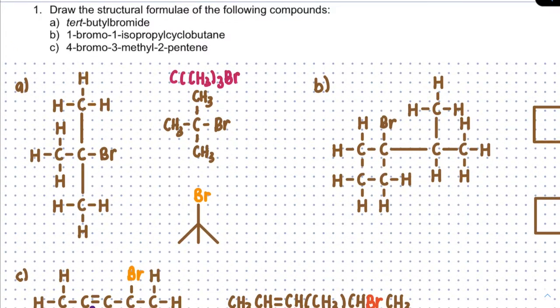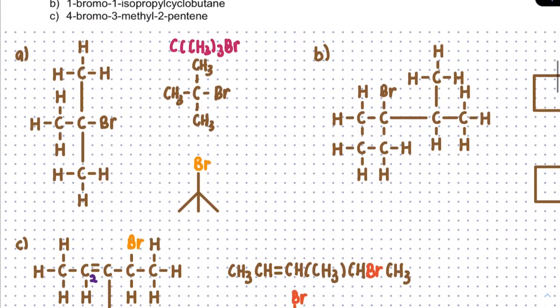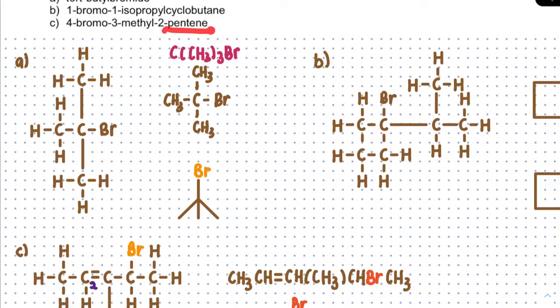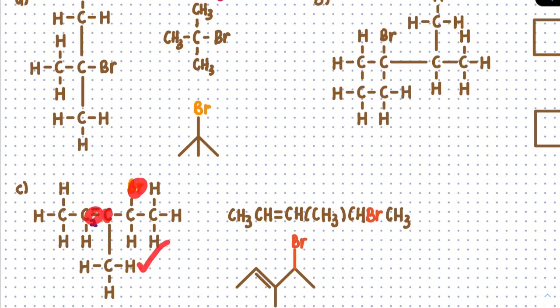The last one is 4-bromo-3-methyl-2-pentene. What is the structure? Pentene means that we have 5 carbons, 1, 2, 3, 4, 5. And on carbon number 2, we have our double bond. On carbon number 4, we have our bromo here. And on carbon number 3, we have our methyl. So this is the expanded version.